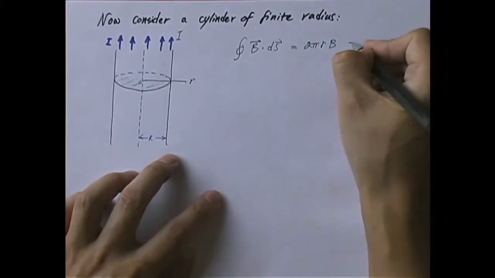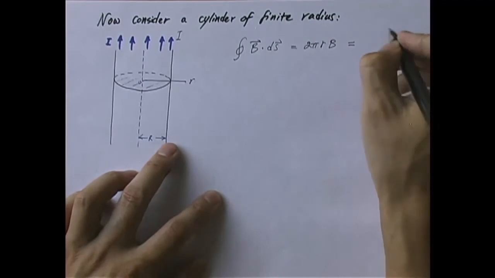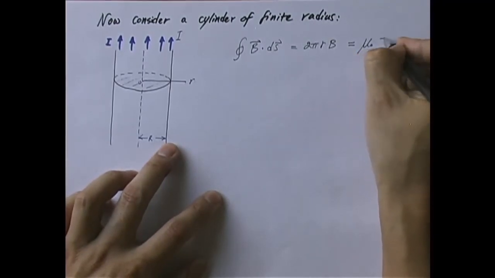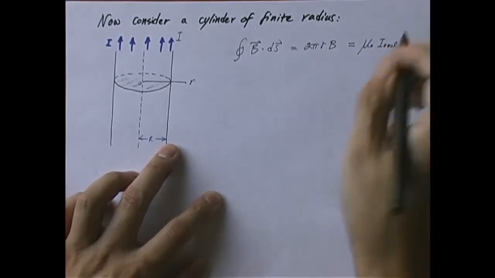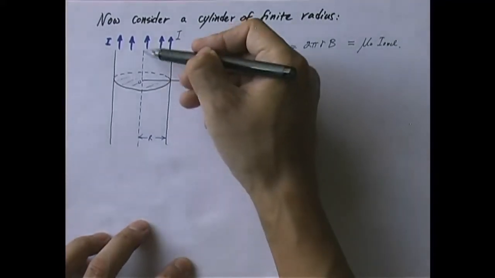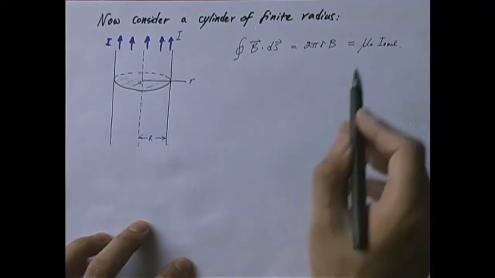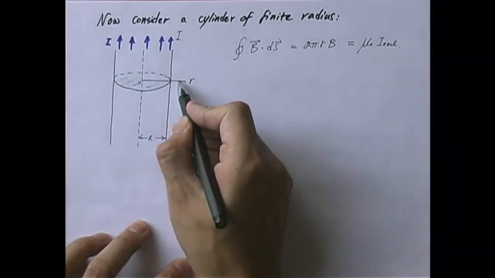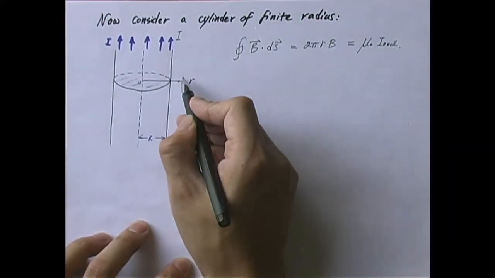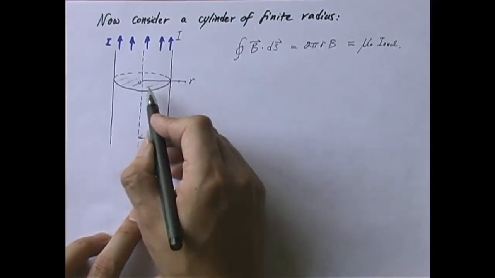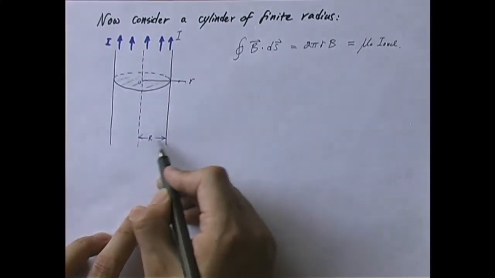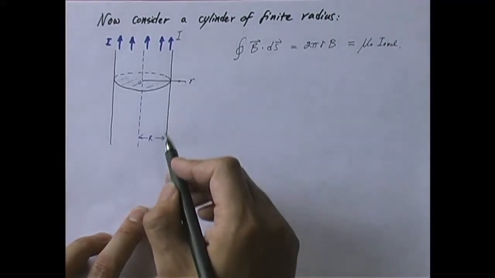But here's what's interesting. The right hand side is mu naught times I enclosed. In the previous case, I enclosed was just the current I at the center. But now, things are a little bit different. It depends on how much r is. r is the distance between the point of interest and the axis of symmetry. If this r is less than the radius or more than the radius, the answer will be different.